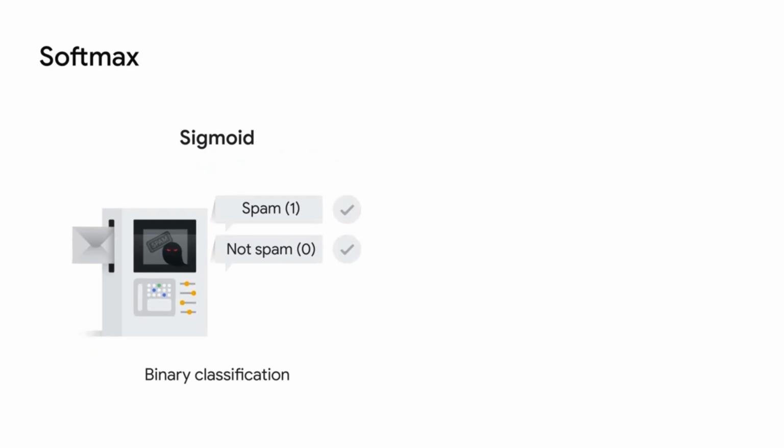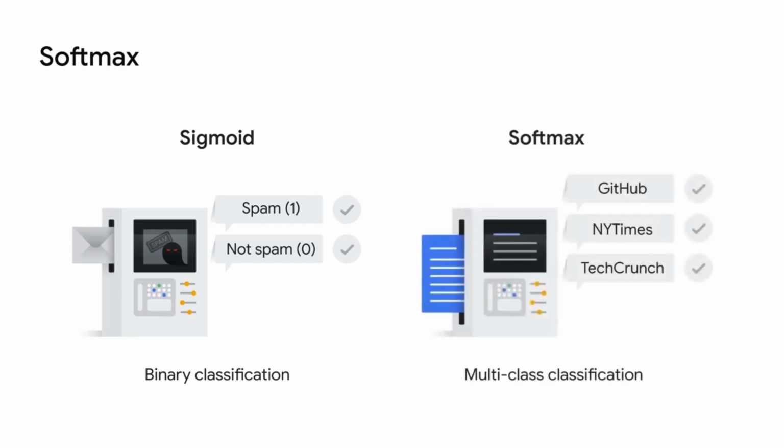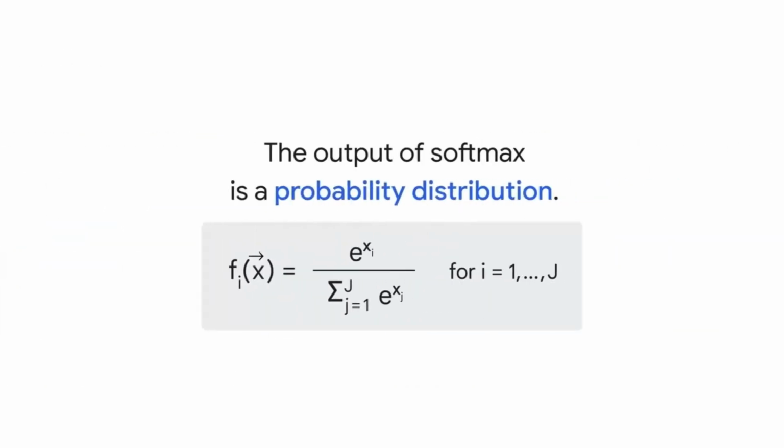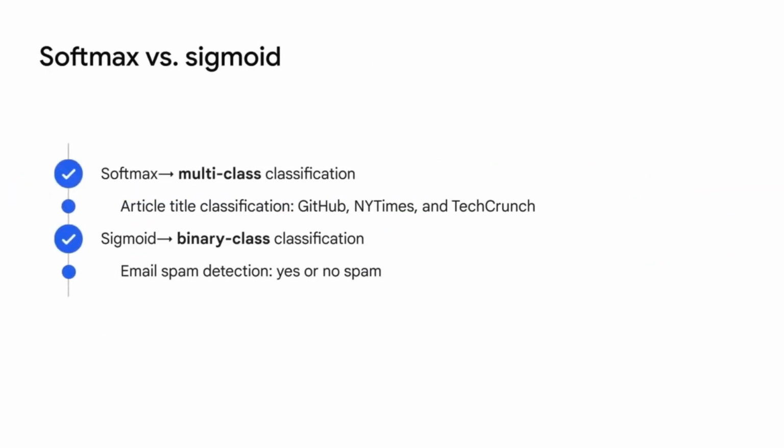Another interesting and important activation function is called softmax. Think about sigmoid. It generates a value from 0 to 1 and is used for binary classification in logistic regression models. An example for this would be deciding whether an email is spam. What if you have multiple categories, such as GitHub, New York Times, and TechCrunch? Here you must use softmax, which is the activation function for multi-class classification. It maps each output to a 0-1 range in a way that the total adds up to 1. Therefore, the output of softmax is a probability distribution. Skipping the math, you can conclude that softmax is used for multi-class classification, whereas sigmoid is used for binary classification in logistic regression models.